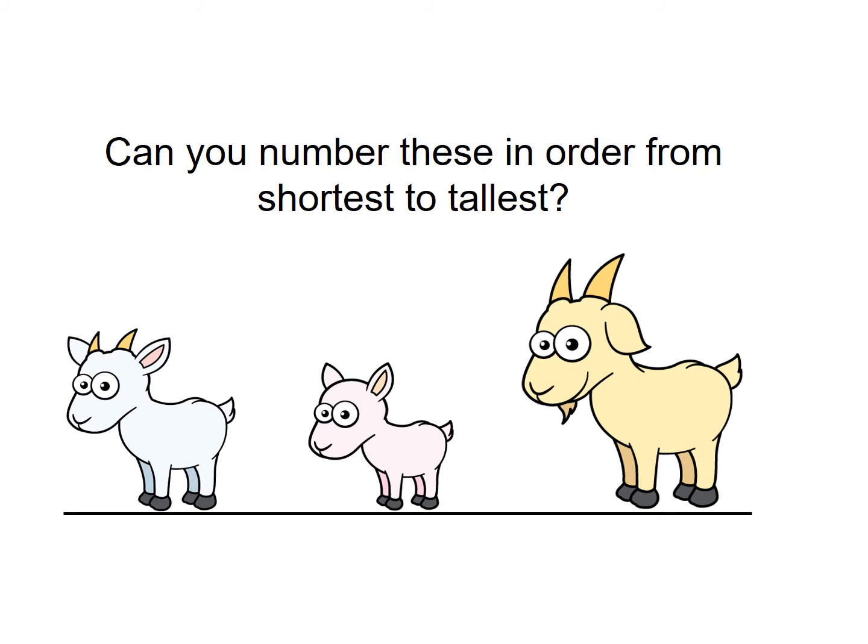Okay, so we've got 3 goats here. Can you number them and put them in the right order? So number them 1, 2 and 3 from the shortest goat to the tallest goat.